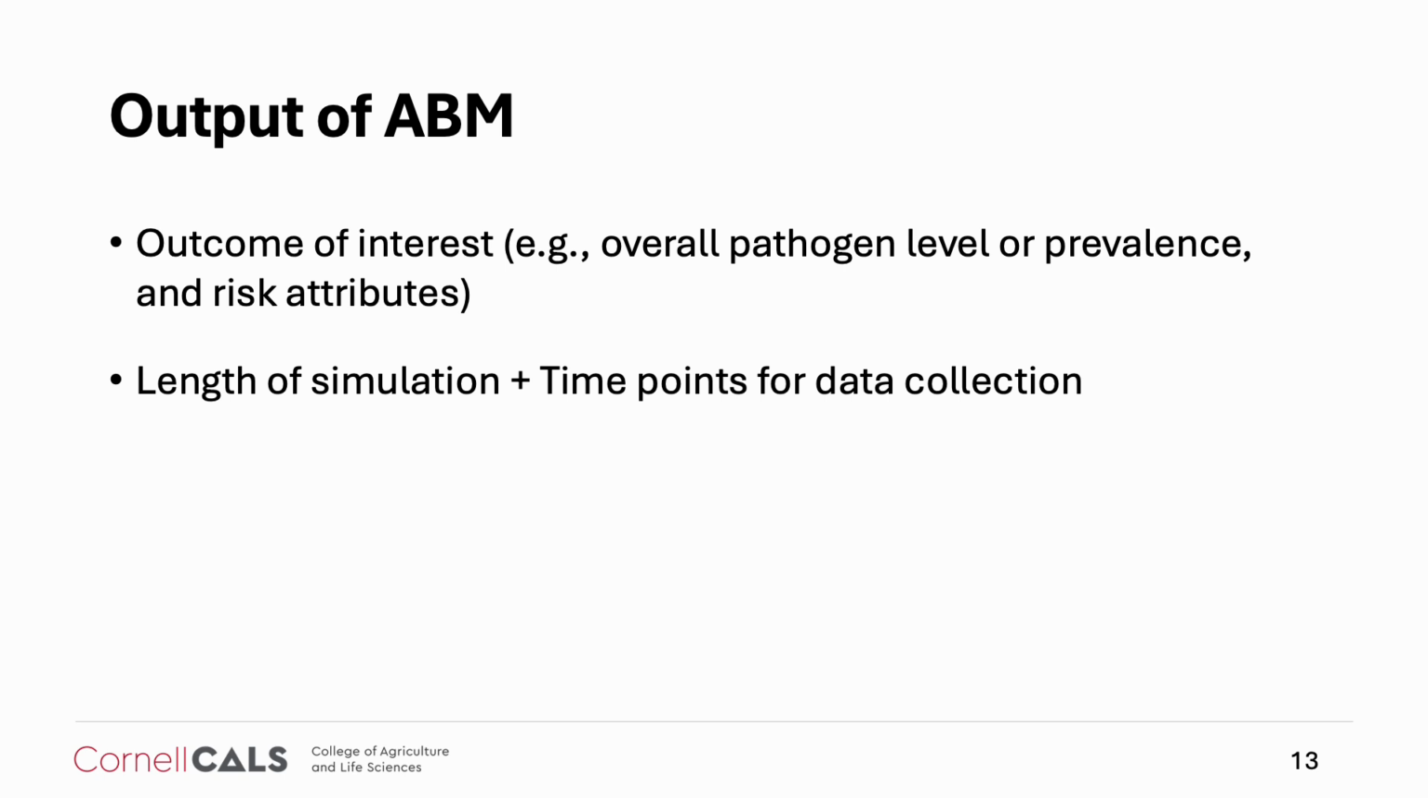In a produce safety application, the overall pathogen level or prevalence of the environment would be the major outcome of interest. Other risk attributes, such as the number of times pathogen is transferred to other agents or the total time the pathogen is detected on an agent, could be other outcomes that could be collected.